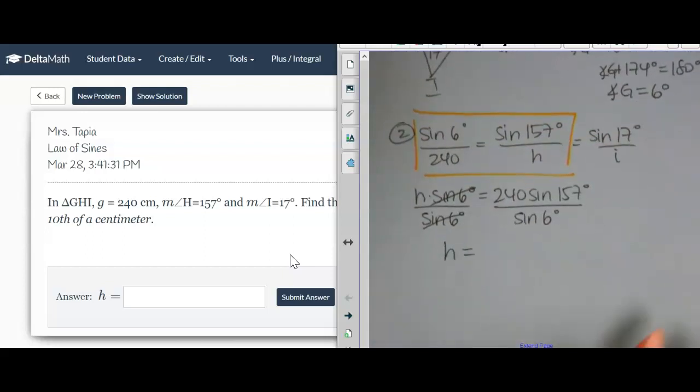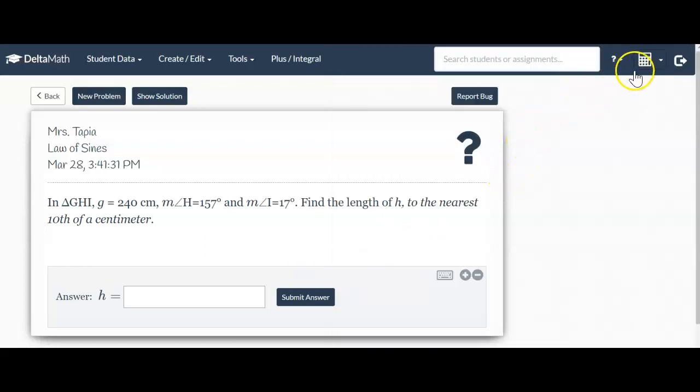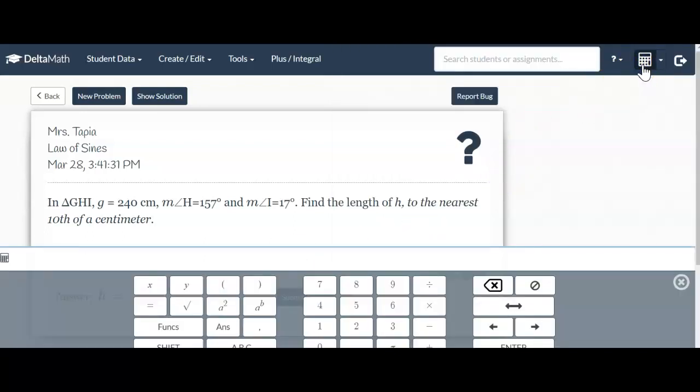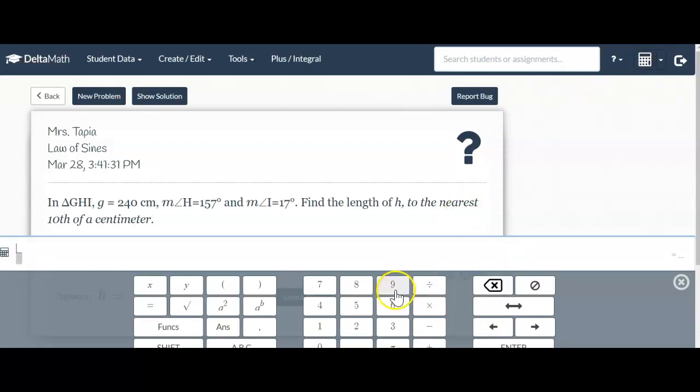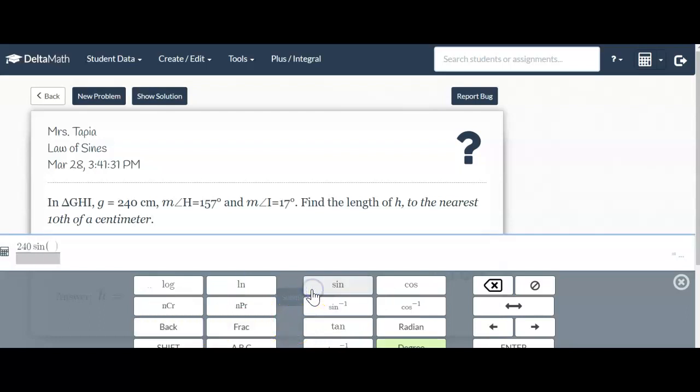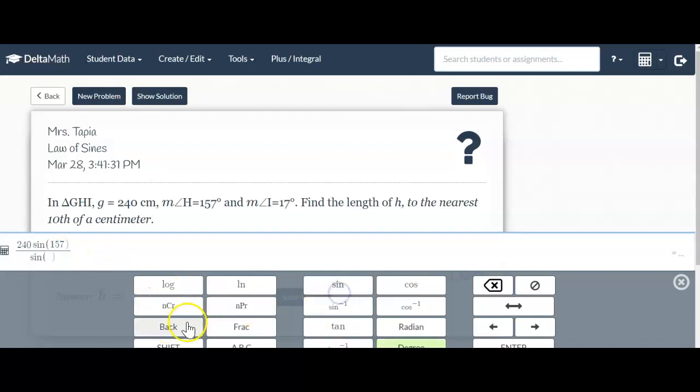If you actually take the information here and find the h value, we can use our calculator in DeltaMath. So in DeltaMath, I'm going to use the calculator button, and I'm going to type in what we had on our paper. I'm going to make my fraction first, the division sign, and plug everything in. We have 240 times sine. Let me see where sine is. We have functions. Here's sine. And we're going to put in 157. Then I'm going to scroll down to my denominator and type in sine of 6. So back to functions, sine, 6. And we're going to hit enter.